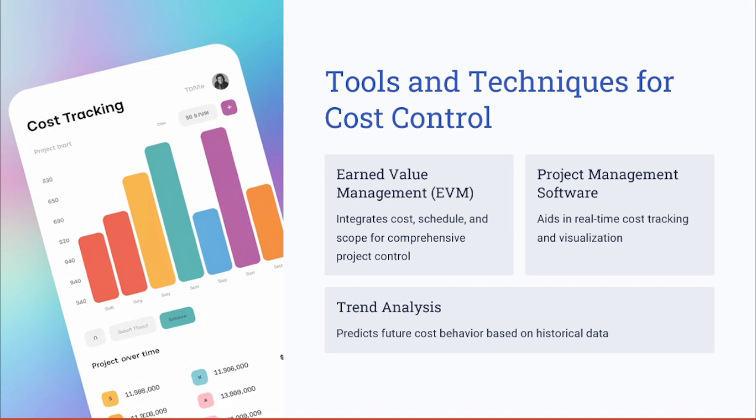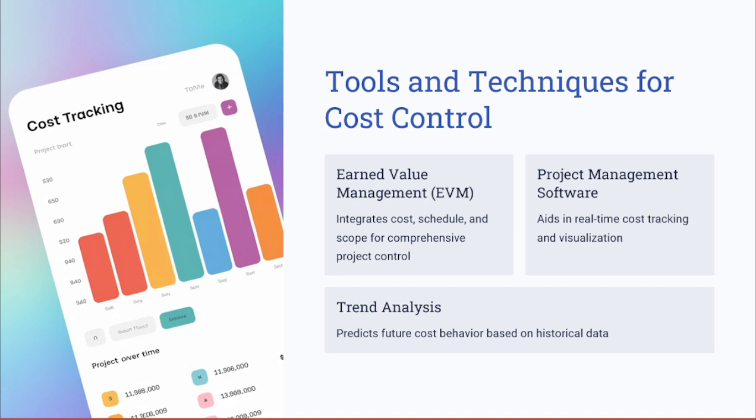Let's look into these tools and techniques for cost control. We talked about earned value management, which integrates cost, schedule, and scope. We have seen how earned value management applies to schedule management. Now we have covered the CPI, or cost performance index, and how it could be calculated. Also the cost variance, which is the CV. We also talked in the previous slide about the EAC and the ETC, which are the estimate at completion in terms of cost, and the estimate to complete the project.